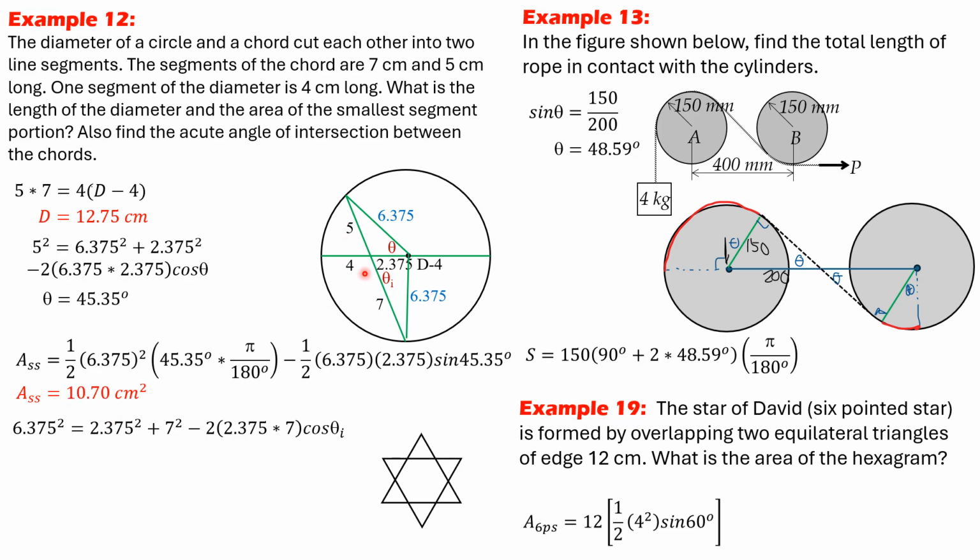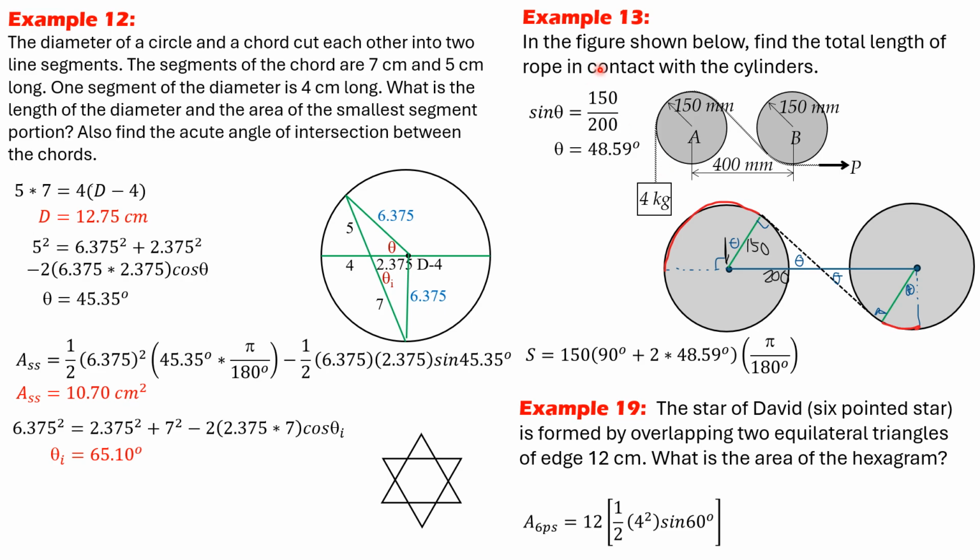Now, to solve for the angle of intersection between the chord and this diameter, I'll call this theta I, and let's consider this triangle by cosine law again because that's the radius. So 6.375 squared equals 2.375 squared plus 7 squared minus 2 times 2.375 times 7 cosine of theta I. Theta of intersection, so theta I is 65.10 degrees.